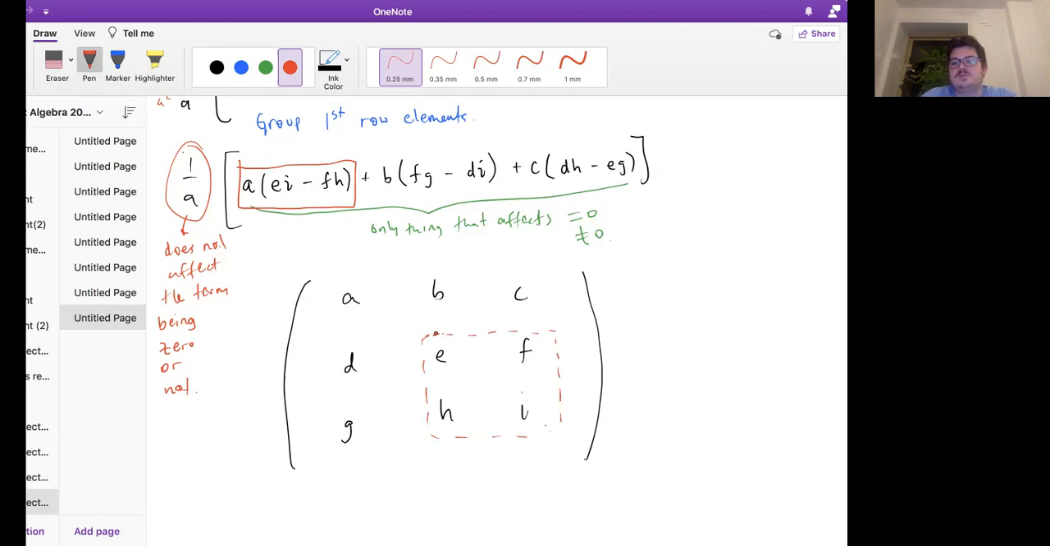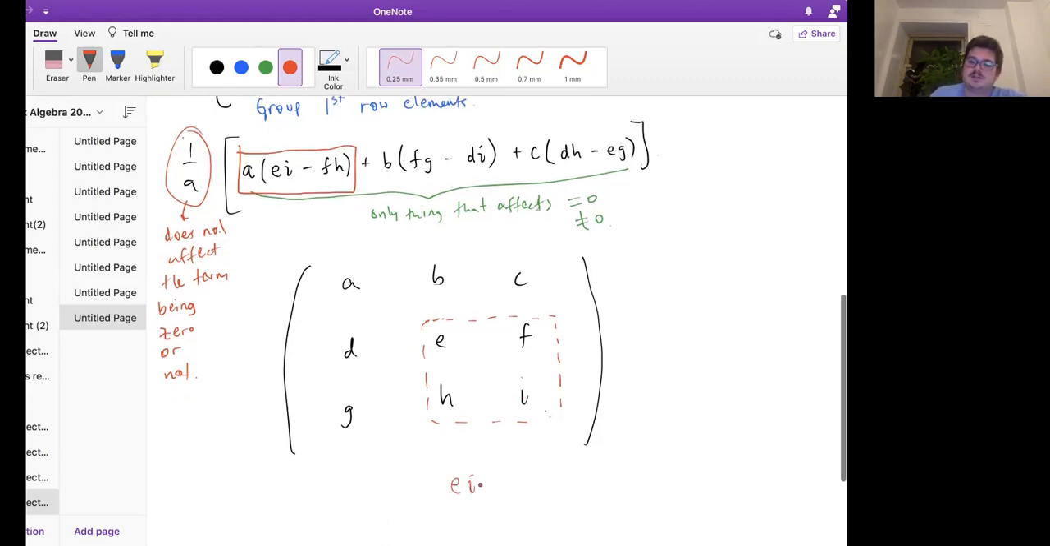So yeah, EI minus FH is the determinant of that mini matrix. Correct, yeah. So this is our formula for the determinant of the 3 by 3, and it only depends on 2 by 2 formulas. So this EI minus FH is equal to the determinant of this sub matrix.